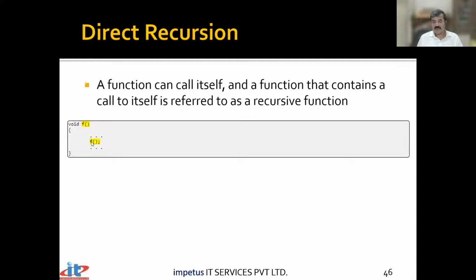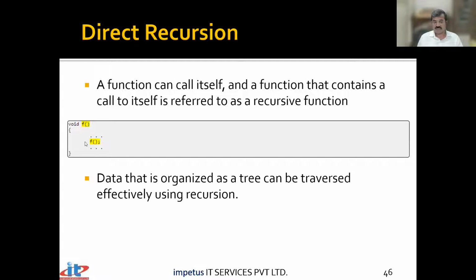So there is a function f, and somewhere inside the function, it gives a call to itself. That obviously has to be done within a conditional block. But even if you don't do it within a conditional block, it's still a recursive function. Data is organized as a tree. Data organized as a tree can be traversed effectively using recursion.